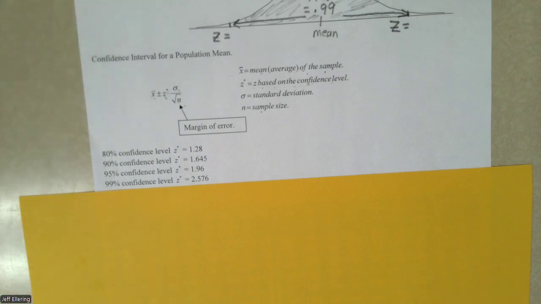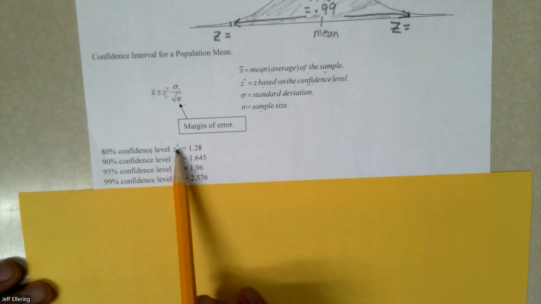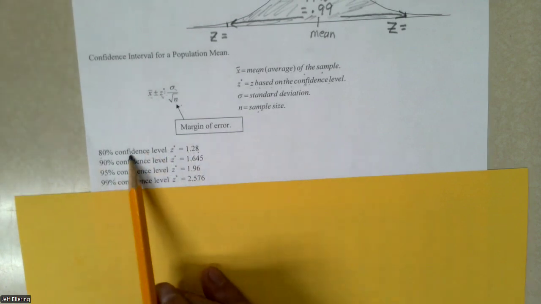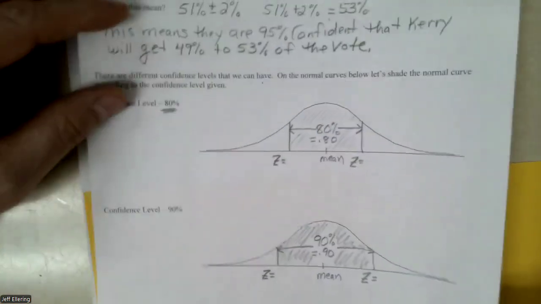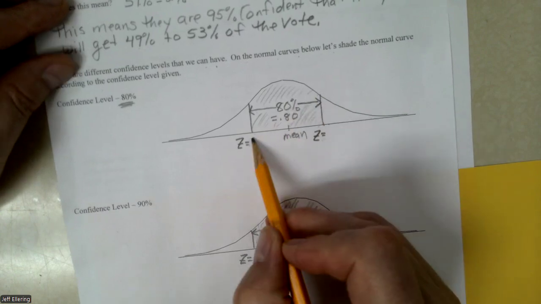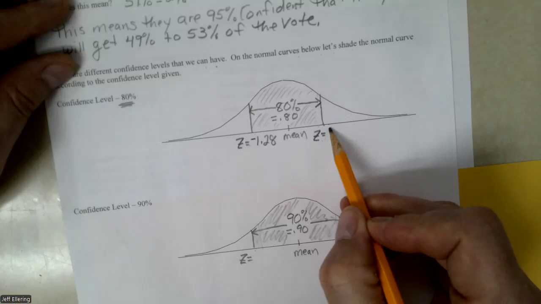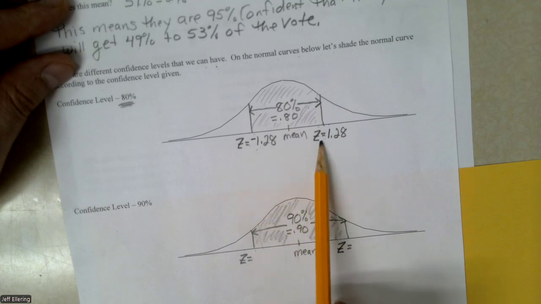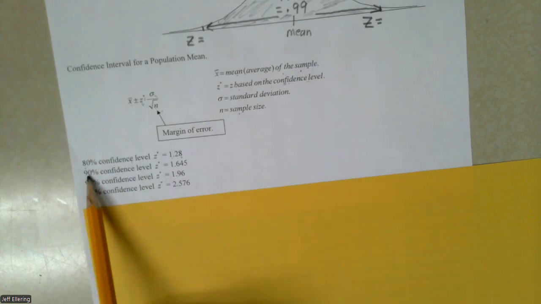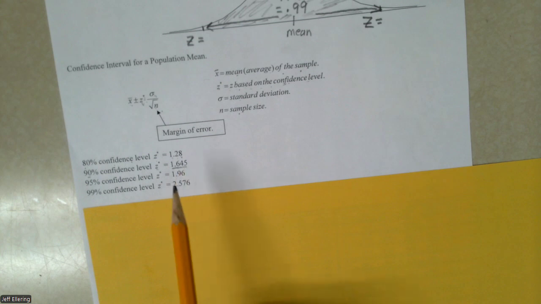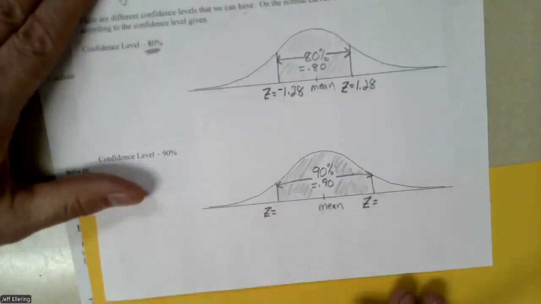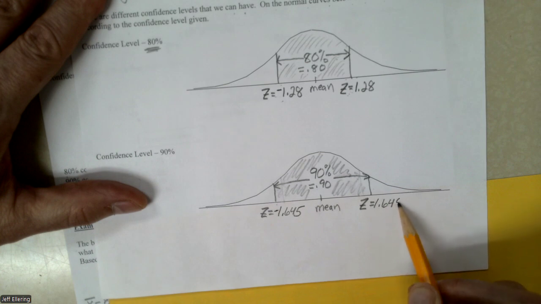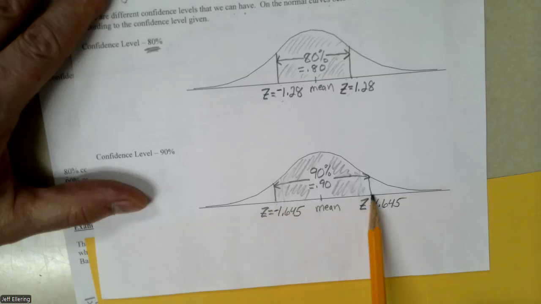Now, our confidence levels. For the 80%, the Z star is 1.28. So go back to the 80, and we're going to put in negative 1.28 and positive 1.28. So 80% goes from this Z to this Z. 90% is 1.645. 90% goes from negative 1.645 to positive 1.645. That's our Z-score for 90%, left to right.